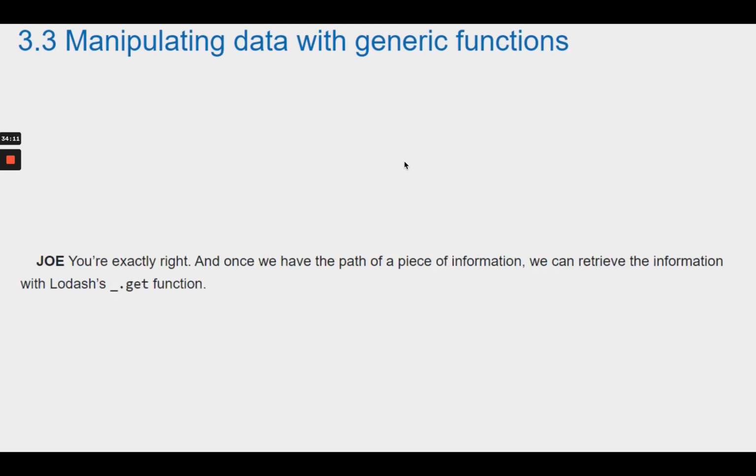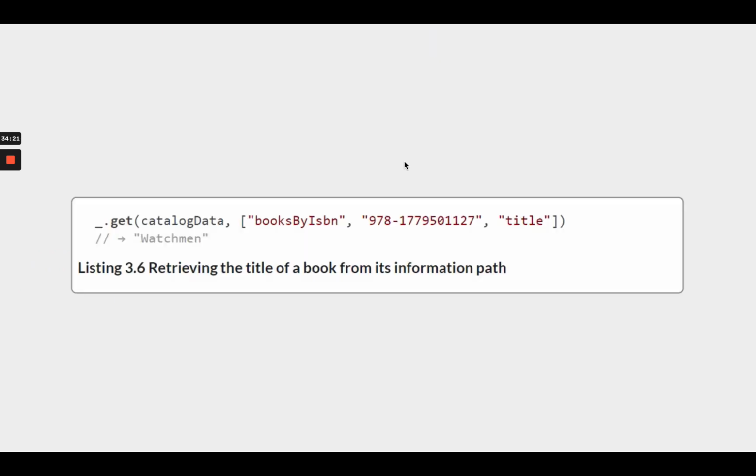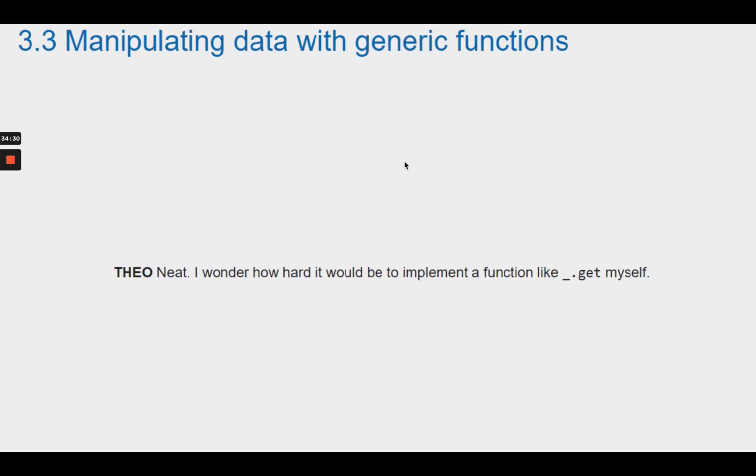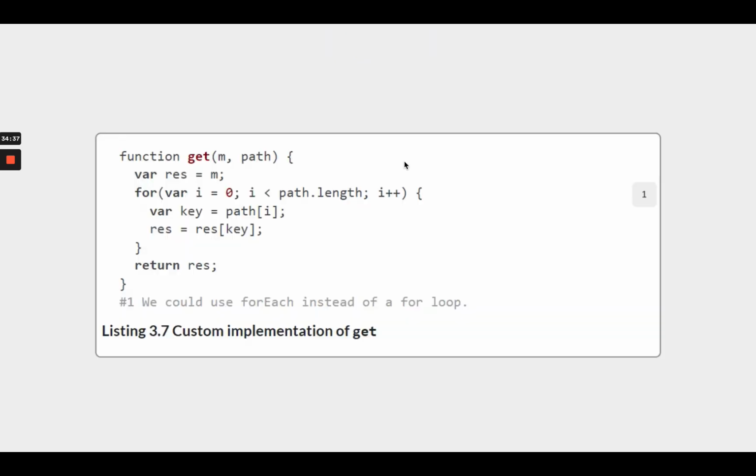Joe: You're exactly right. And once we have the path of a piece of information, we can retrieve the information with Lodash's _.get function. Joe types a few characters on Theo's laptop. Theo is amazed at how little code is needed to get the book title. Theo: Neat. I wonder how hard it would be to implement a function like _.get myself. After a few minutes of trial and error, Theo is able to produce his implementation. He shows Joe the code.